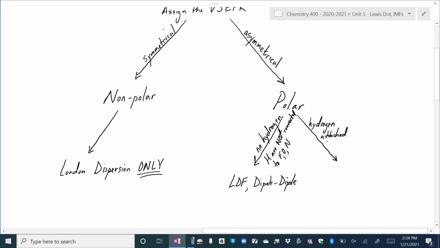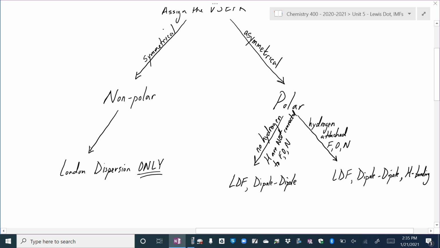If it does have a hydrogen attached to a fluorine, oxygen, or nitrogen, it can form hydrogen bonds with another molecule. Remember, hydrogen bonding is just an attraction; the name is awful. So if it has hydrogen attached to an F, O, or N, it has LDFs, dipole-dipole, and hydrogen bonding. It's got all those.